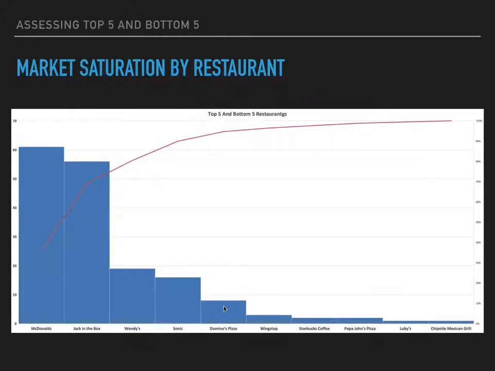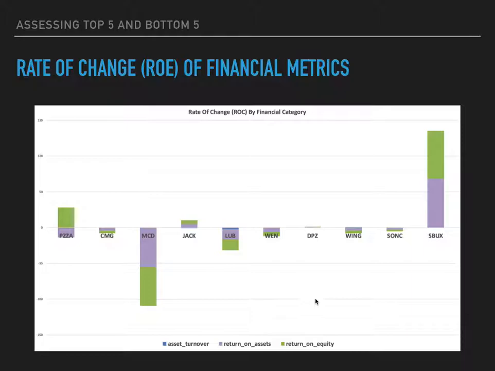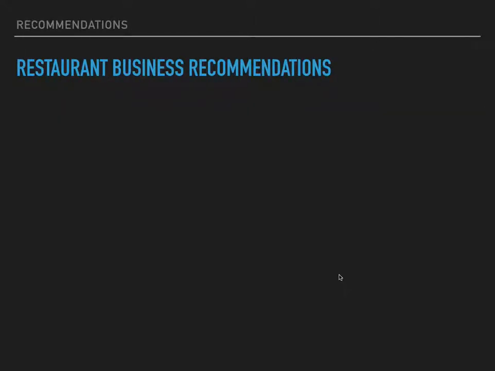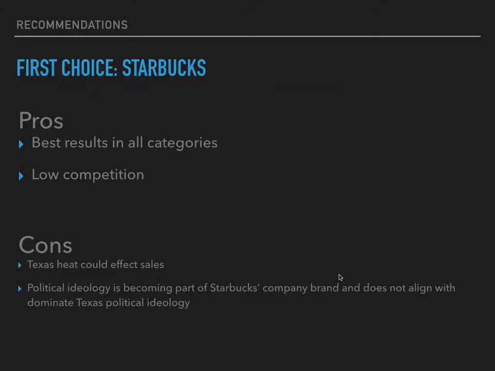Domino's has a little bit more competition than the other two, with Wingstop and Starbucks being the lowest competition. Wingstop does have some negative growth in return on assets and return on equity. So that is one red flag that we need to be aware of. So, down to recommendations for restaurants to invest in.